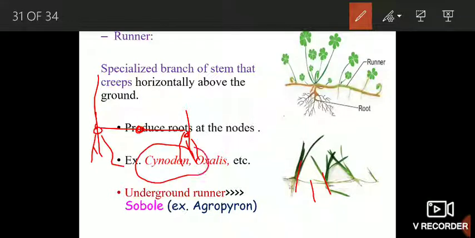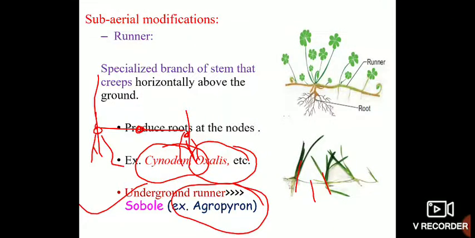There are different examples of plants which produce runners. You have Cynodon dactylon and Oxalis. One more important feature about runners is that there are some runner types. Some plants produce runners underground, and these are not known simply as runners, but as suboles. The example is Agropyron.